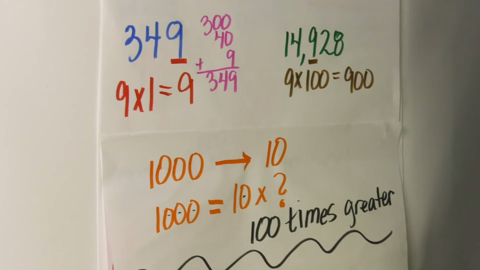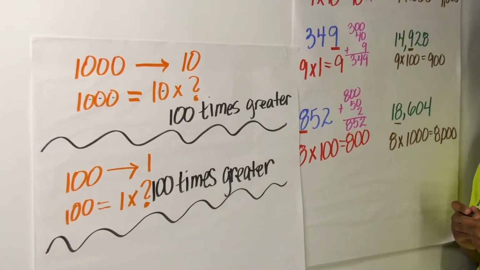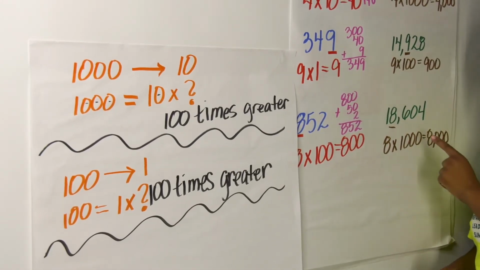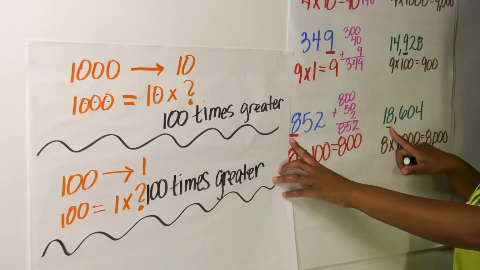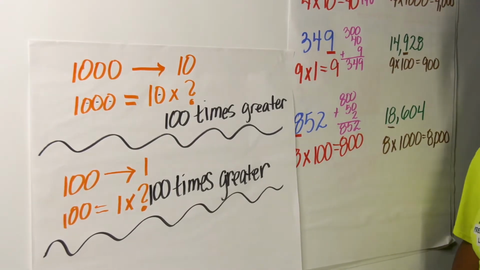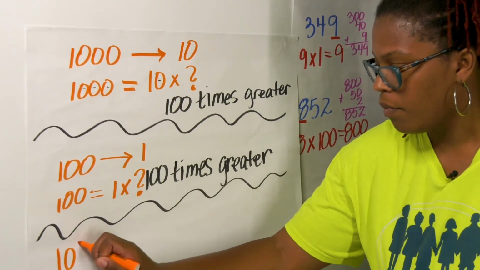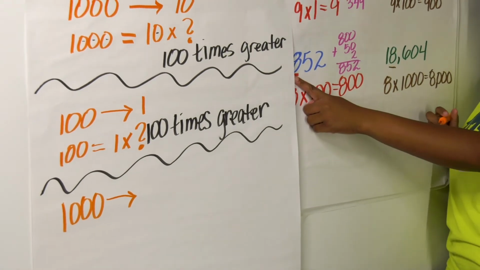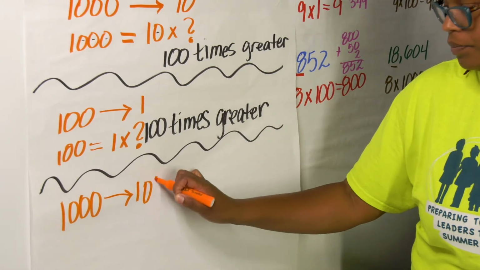All right, and our last example from yesterday. Okay, so our last example from yesterday, we had 852 and 18,604. So our 8 in this number, remember how we have to be comparing the same digits. We're looking at the 8. 8 over here was in the thousands place. Okay, and then the 8 in this number, 852, was in the hundreds place.